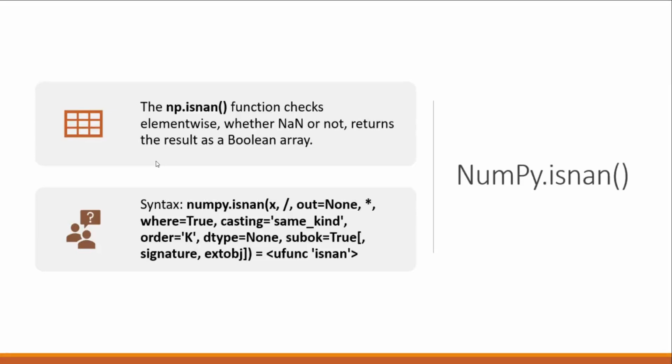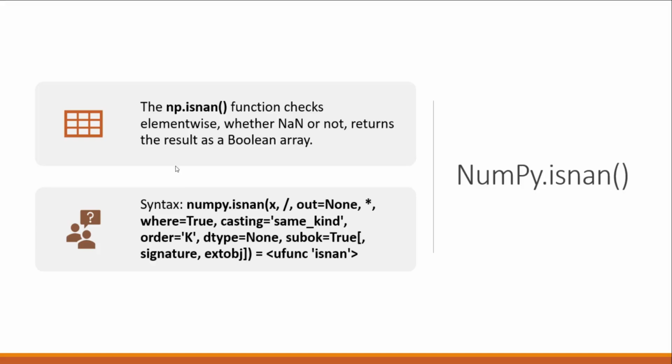Basically, this function checks element-wise whether a value is nan or not, and it always returns the result as a boolean array. This function takes two main parameters that we are going to use in an example, and we can also pass arrays to check whether the items present in the array belong to the nan class or not. If it is nan, the method returns true, otherwise it will return false.